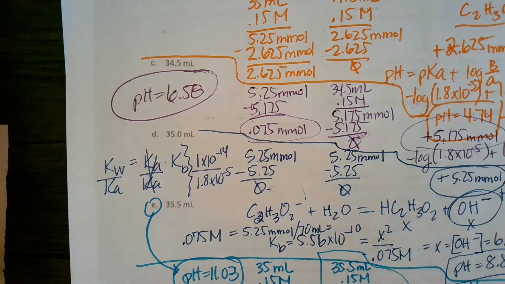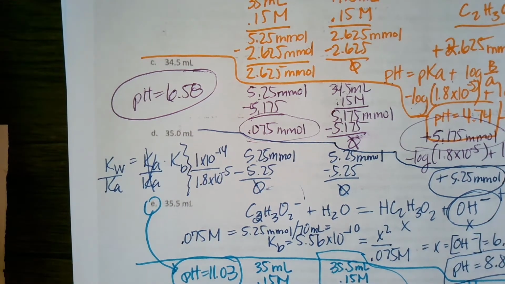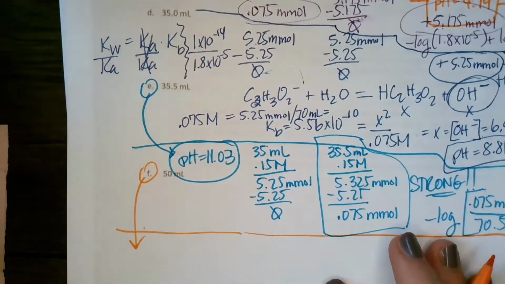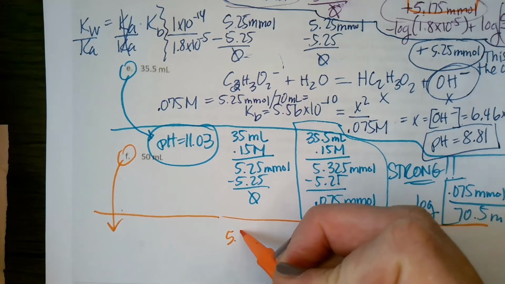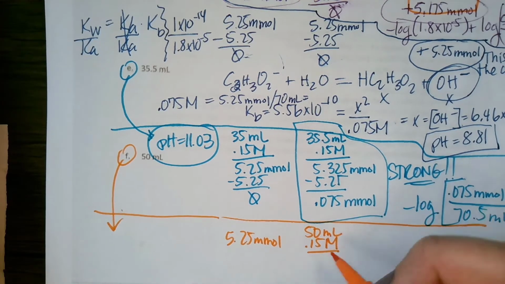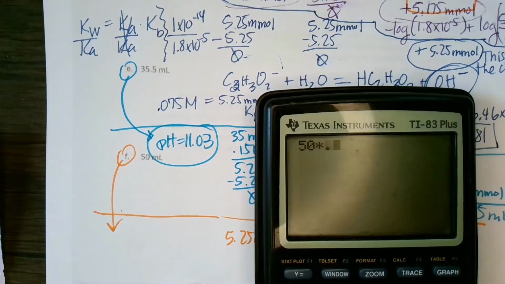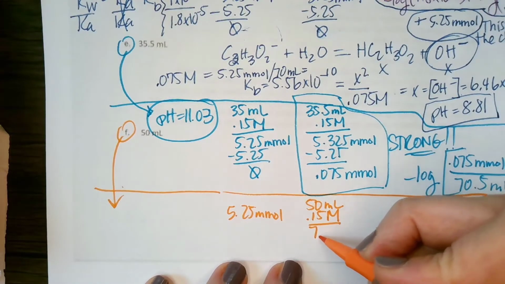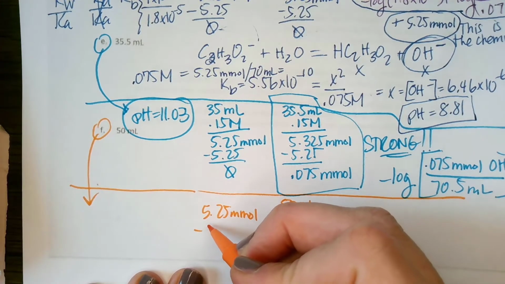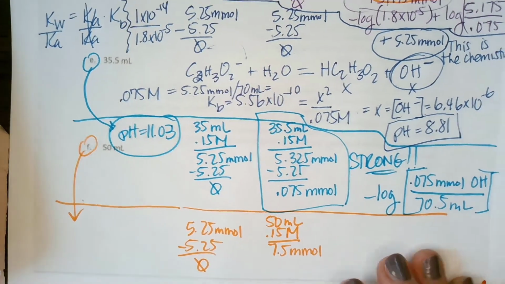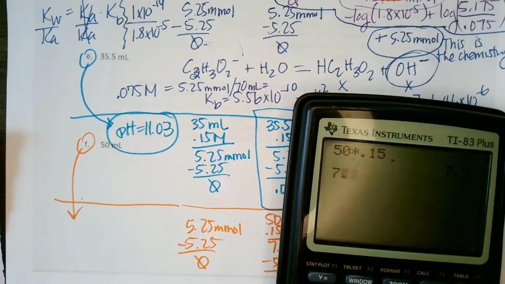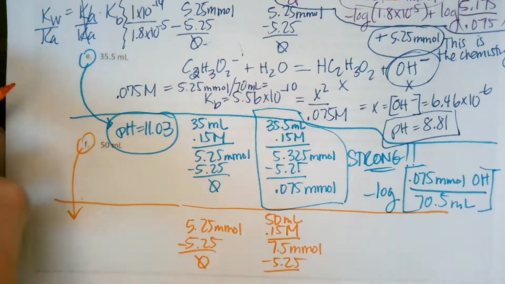All right, there is one more. We have 50 mils of our base. So I'm going to draw a line here. This is our 50 milliliters. So we've got the same acid. I'm just going to write down our 5.25 millimoles. Here I've got 50 milliliters times 0.15 M to get 50 times 0.15, 7.5 millimoles. So this is going to be similar to our last problem where we're going to have excess base. So we can see here that my acid, 5.25 minus 5.25, I do not have any leftover acid. So let's do 7.5 minus 5.25 to get 2.25.